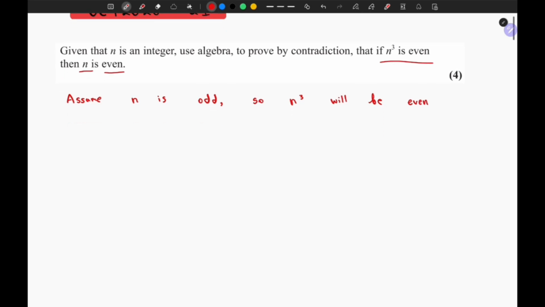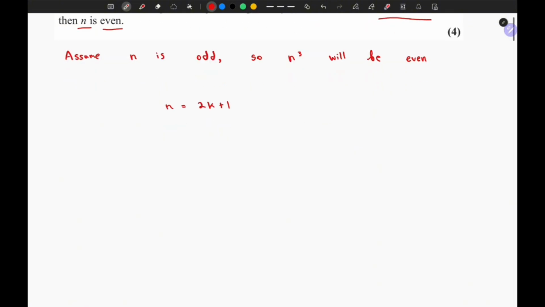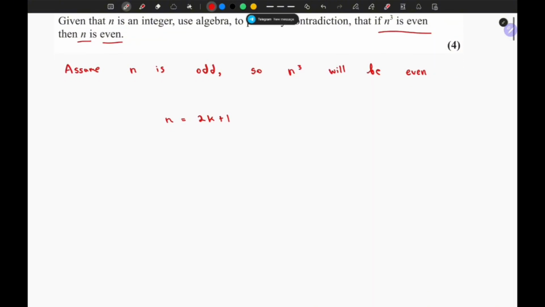Now we need to carry out our calculation. If n is odd, we can write an odd number like this: n equals 2k plus 1. If this was even, we could have written it like this, n equals 2k. So now we know that n cube will be equal to (2k plus 1) whole cube. Now you need to prove that n cube is even.